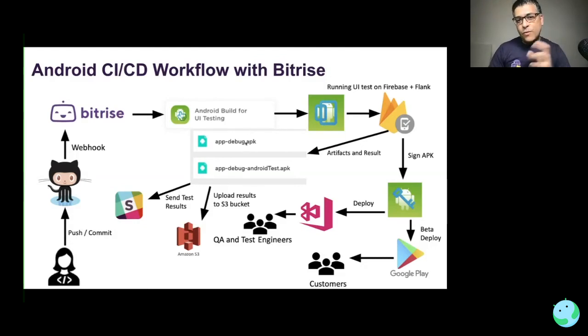Then this step will give us two APKs: the application itself, and the test APK if we are using Espresso as a native tool. If we are using any other testing tool like Appium, for example, we can just build the application to get the APK, and we can send this APK to Appium to start testing the application. But this is especially for when we are using a native testing framework like Espresso. So we have two APKs.